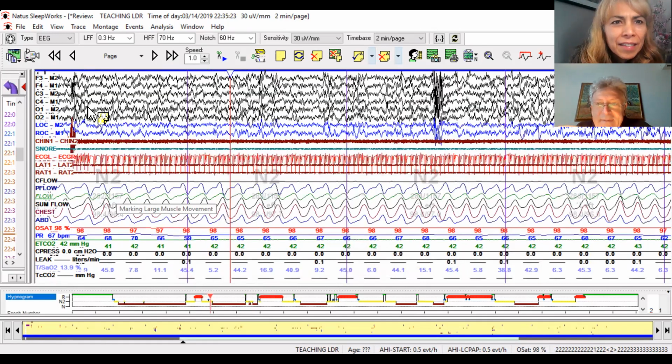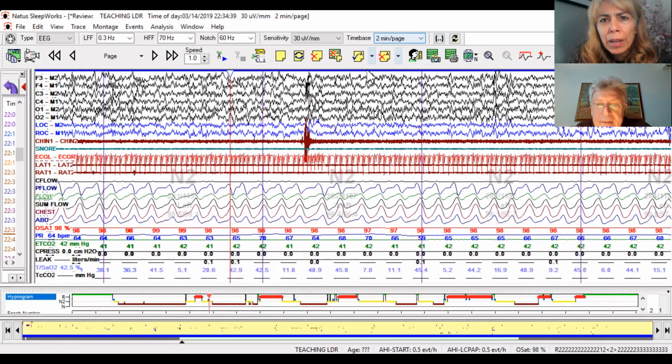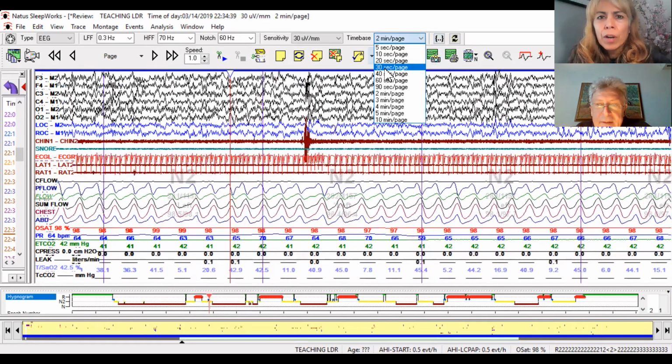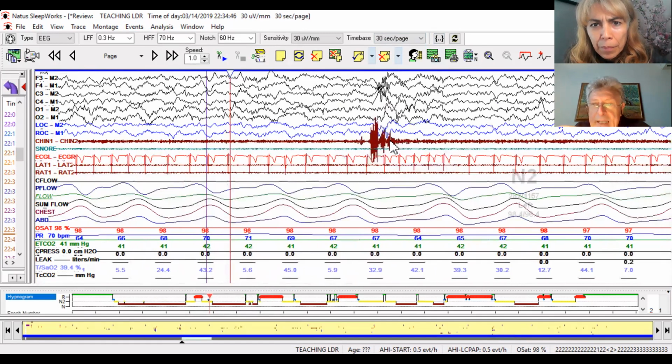I think I see something, just in case. This is going to be too brief and it's going to fit criteria for an isolated leg movement, probably. No, there's no leg, it's just the chin. Oh, I'm sorry, it's the chin. Yeah, you're right.